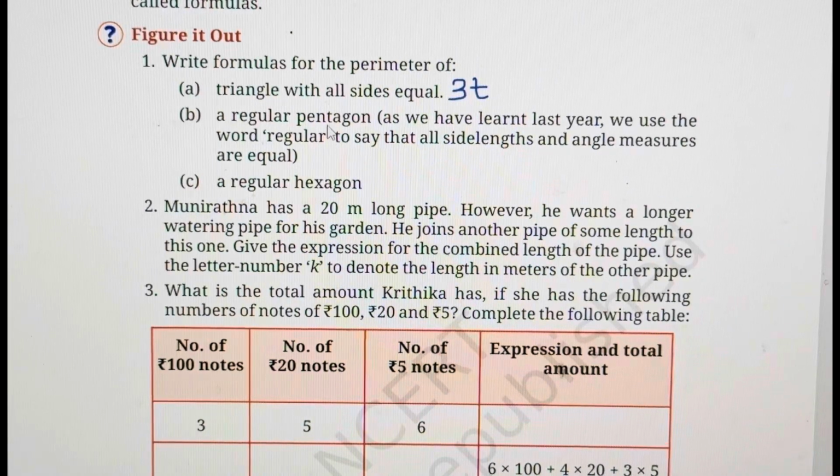Okay. So a regular pentagon, right? Regular means all sides are equal and all angles are equal. Pentagon means 5 sides. So as here it is 3 sides, here it will be 5 sides. So we write the formula as 5P, right? Then a regular hexagon. Again, regular means all sides equal. Hexagon means 6 sides. So we can take the formula as 6H. Okay, so this is how we learn to write formulas on our own. Now you don't need to learn it by heart.